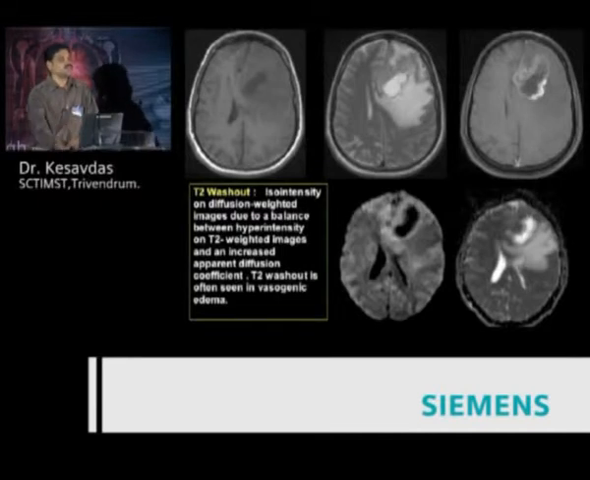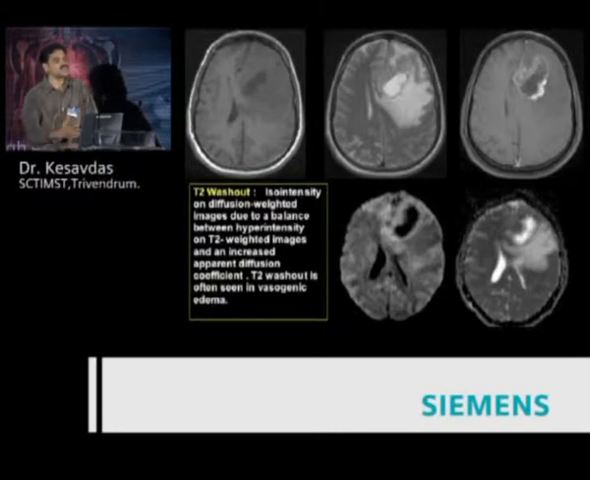What is the T2 washout phenomenon? So we saw the T2 shine through, T2 washout phenomenon. Here is a lesion. Now within this lesion in the T2 there is a lot of brightness. What is happening to these bright areas in the diffusion weighted imaging? It is all becoming iso-intense. So these areas have been washed out.